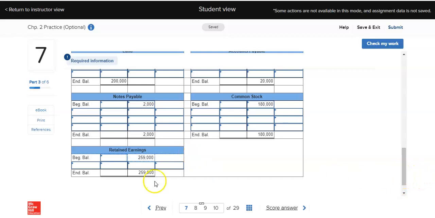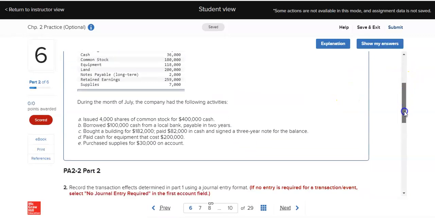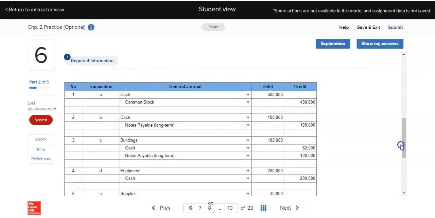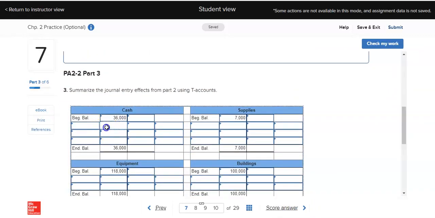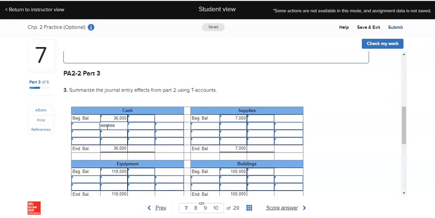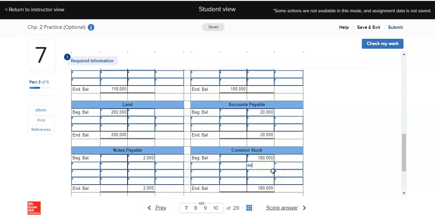And now we are going to post our transactions into our ledger book of accounts. It's basically copying. So in our first transaction, we go to the cash account and put $400,000 on the debit or left side, and then go to the common stock and put $400,000 on the credit or right side. So let's go to cash first and put $400,000 on the debit or left side, and we're going to label that transaction A. And then we go to common stock and we put $400,000 on the credit or right side.